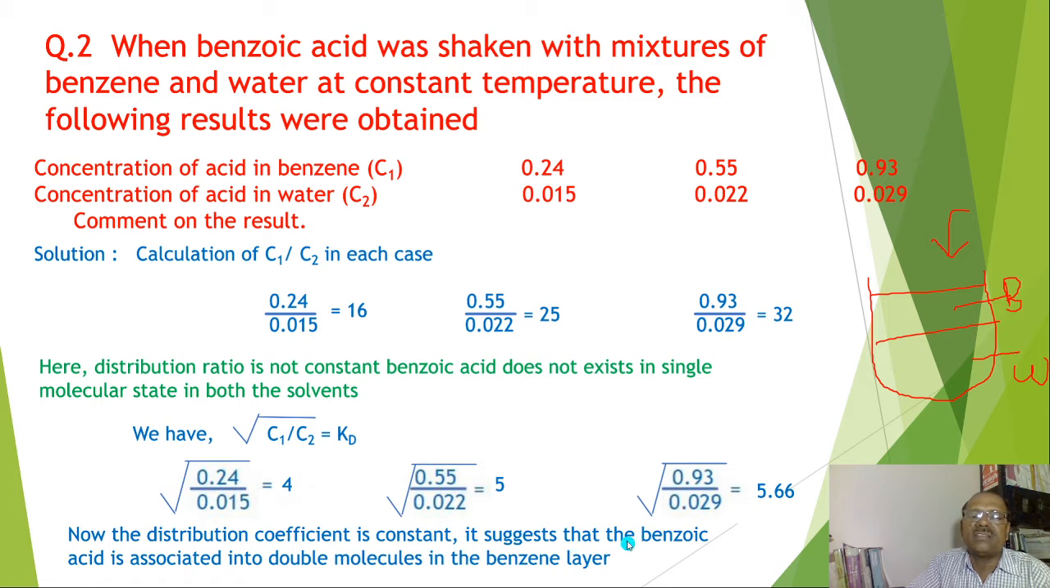It suggests that the benzoic acid is associated into double molecules in the benzene layer. Means from these results, it is shown that benzoic acid in the benzene layer is in a double molecule form. Means a formation of dimer has taken place here. Then the next problem.